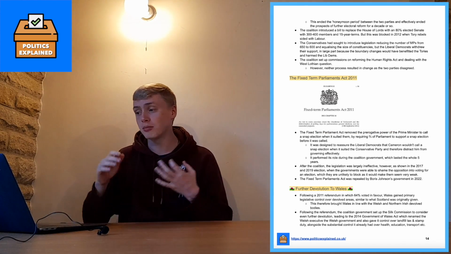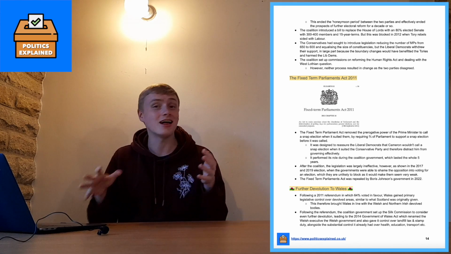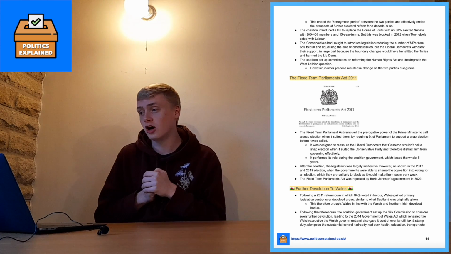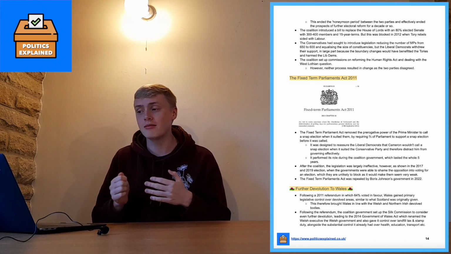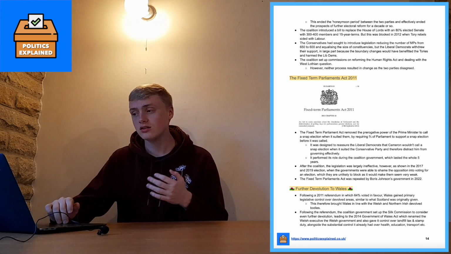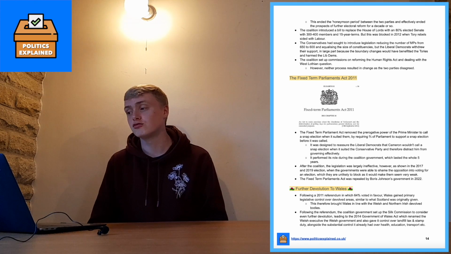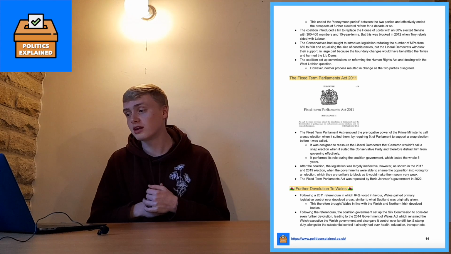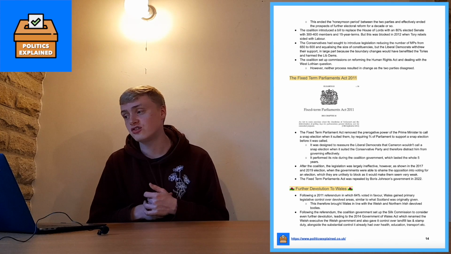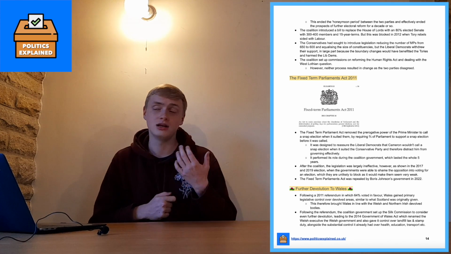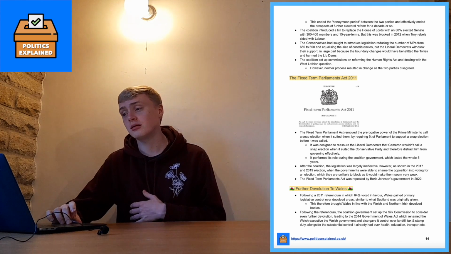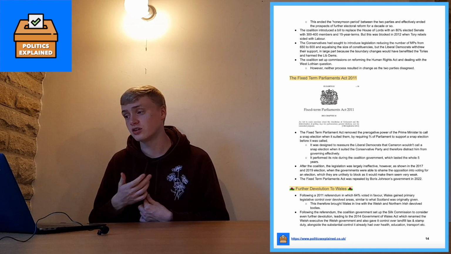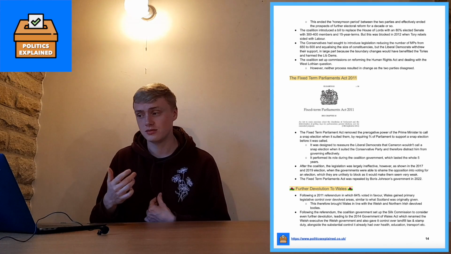The coalition introduced a bill to replace the House of Lords with an 80% elected Senate, so doing that kind of stage 2 reform we talked about earlier, with 300 to 400 members and 15-year terms. But this was blocked in 2012 when Tory rebels sided with Labour. The Conservatives had also sought to introduce legislation reducing the number of MPs from 650 to 600 and equalising the size of constituencies. But the Lib Dems withdrew their support, in large part because the boundary changes would have benefited the Tories and harmed the Lib Dems. Finally, the coalition set up commissions on reforming the HRA and dealing with the West Lothian question, but neither process resulted in change as the two parties disagreed.